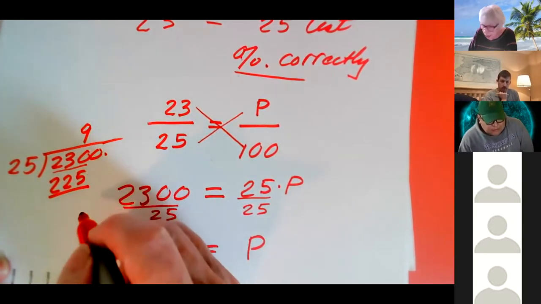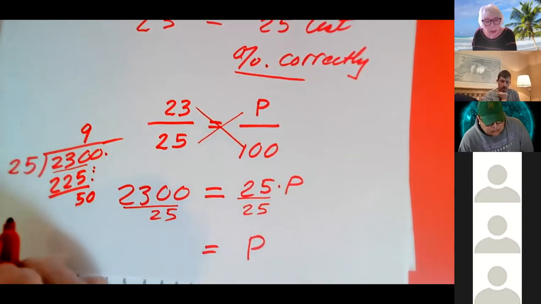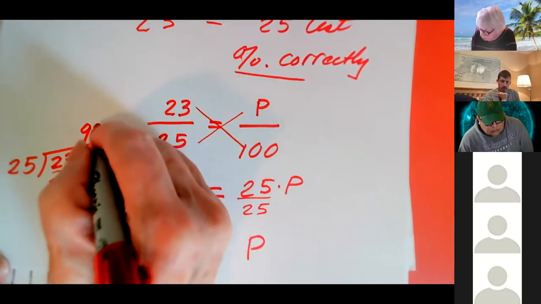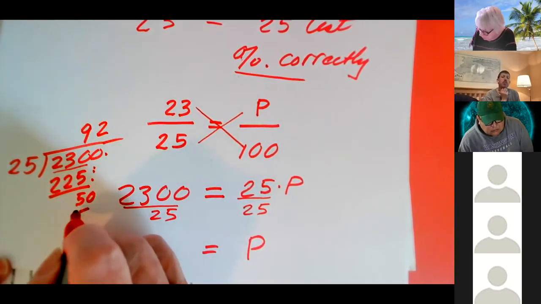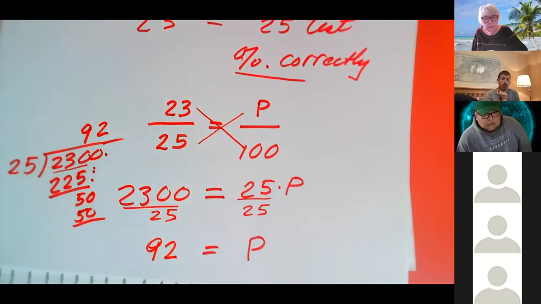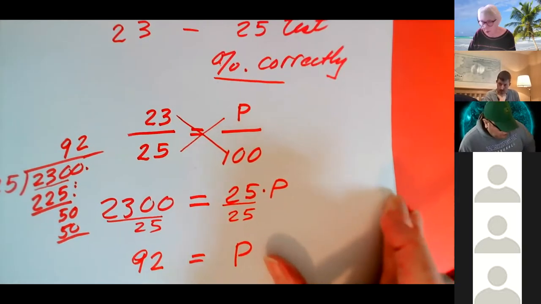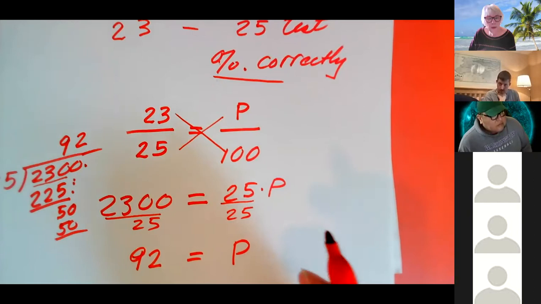When you subtract, it's a 5, and you bring this little 0 down. 25 into 50 is 2. The percent is 92. 92%. Now, that would be the correct answer, 92%.